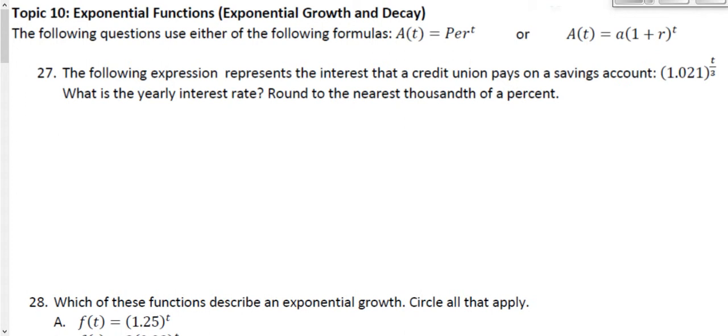So we're going to talk about exponential growth and decay. Now we have two formulas that will be given to you on the reference sheet at the end of your exam that have to do with exponential growth and decay. And this one is the one we'll see more often. So the problems in this review section have to do with this formula.